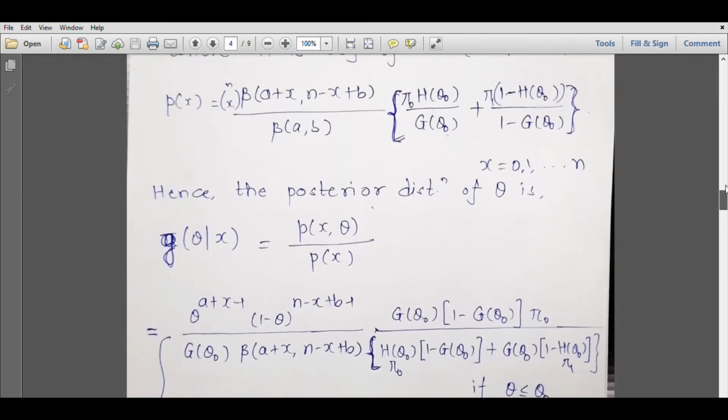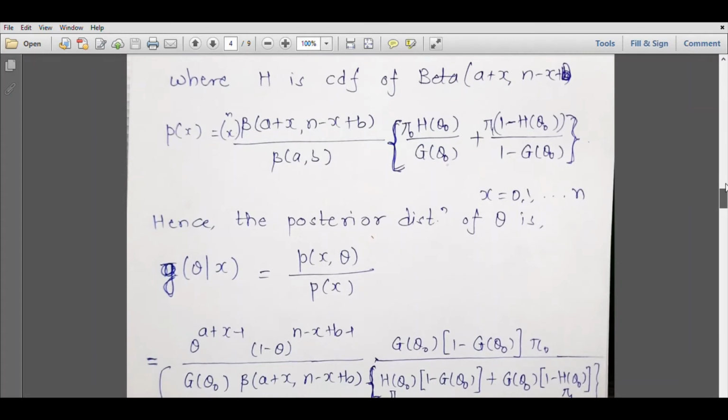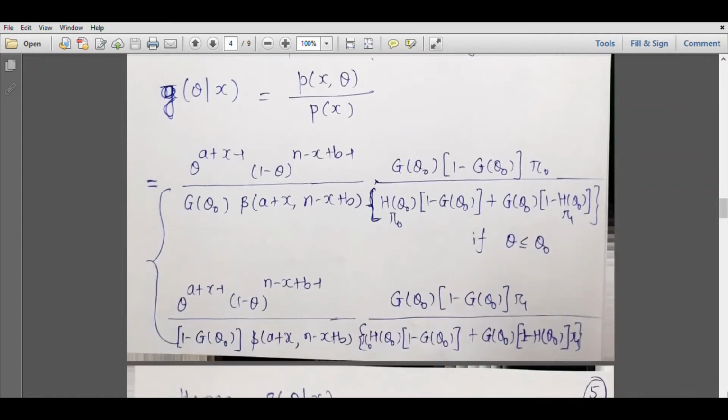Okay, this n choose x, when you take the ratio, this n choose x will get cancelled. Means when you compute this ratio, this n choose x will get cancelled and all these terms will be there. So right now it doesn't look really nice, and in fact it looks really scary. So notice that this g theta naught will get cancelled in the first term. Similarly, in the second term, 1 minus g theta naught to 1 minus g theta naught will get cancelled.